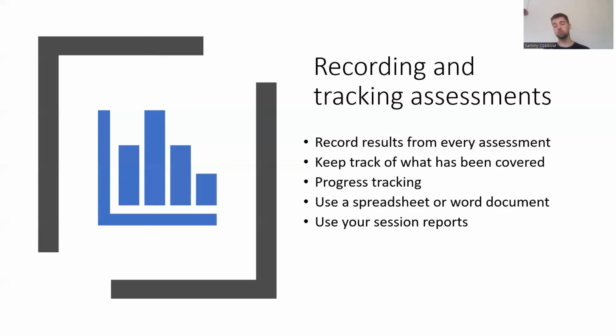Finally, use your session reports. There's no harm in downloading the session reports that you write to keep track of how the student's doing. If you assess a student in a lesson and they record 8 out of 10 on a trigonometry test, write down in your session report that you did a trigonometry test and the student scored 8 out of 10. It's just the most simple and effective way of keeping track of your assessments, but also keeping the parent in the loop.